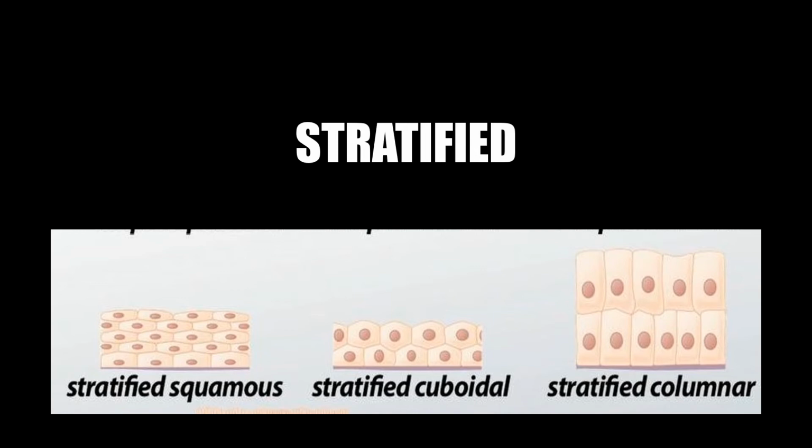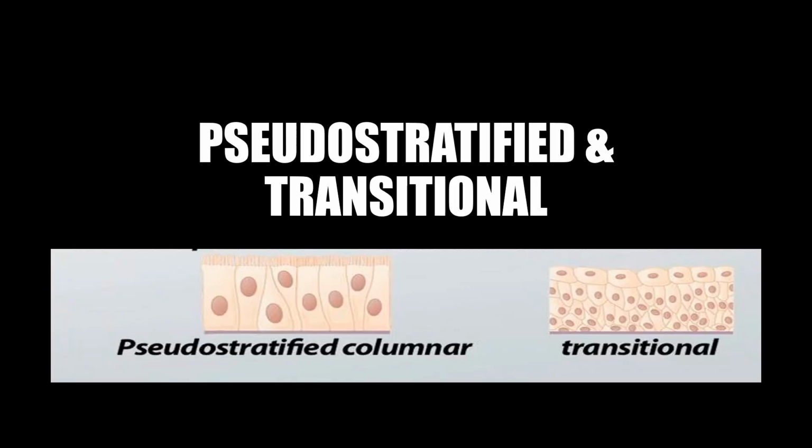Rarely do you find cells that are stratified columnar, so that is considered a stratified columnar epithelium. Okay, so in this last diagram, this last slide, the first picture is of a pseudostratified columnar epithelium, and the second picture is of a transitional epithelium.